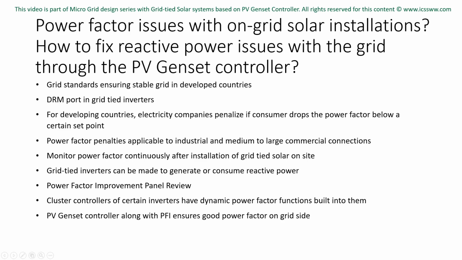Cluster controllers of certain inverters have dynamic power factor functions built into them. They measure the power factor on the sink side and improve it by dispatching commands to the inverters. Usually each grid-tied string solar inverter has a static power factor that you wish the inverter to operate with. Most times in industrial applications, this is not sufficient and dynamic power factor correction is required. PV Genset controllers or PV Genset microgrid controllers must always have these functions built into them.